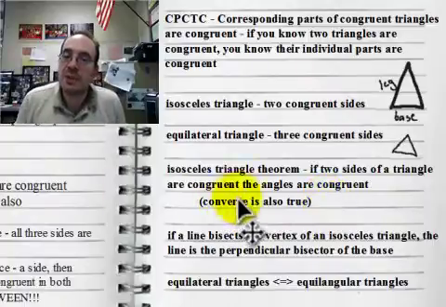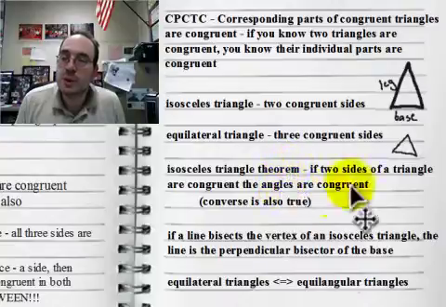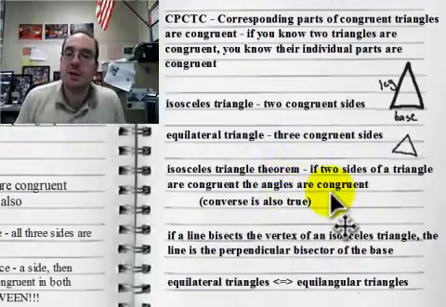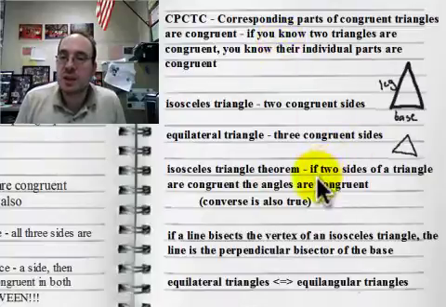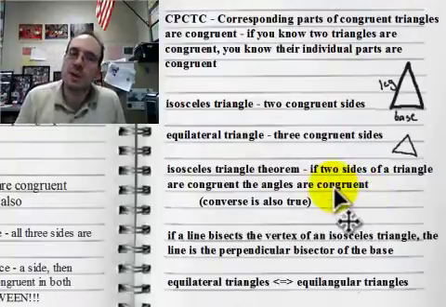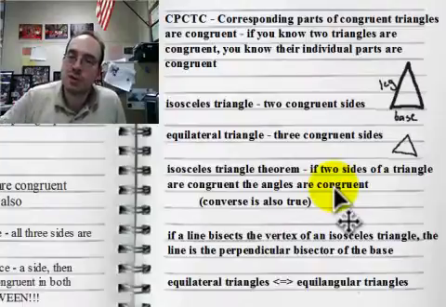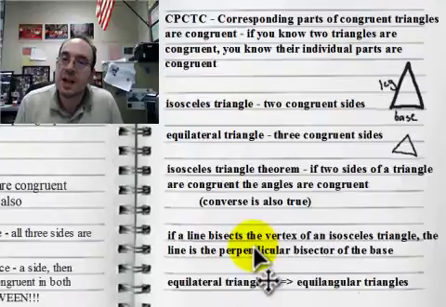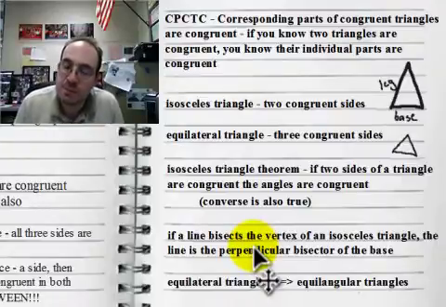But I do want to point out that the converse of the isosceles triangle theorem is also true. I'm not going to write it down because I know that you know how to get the converse of this. The original conditional was if two sides of a triangle are congruent, the angles are congruent. You know how to write the converse, so you can either write the converse down or just remember that the converse is also true when you need it, and recognize whether you're being given the original conditional or the converse.